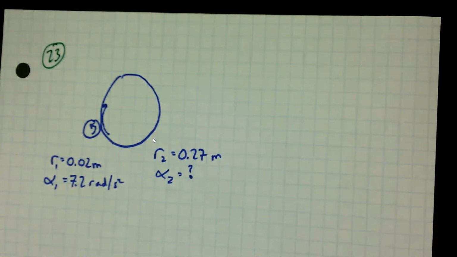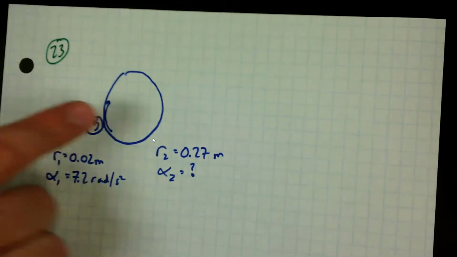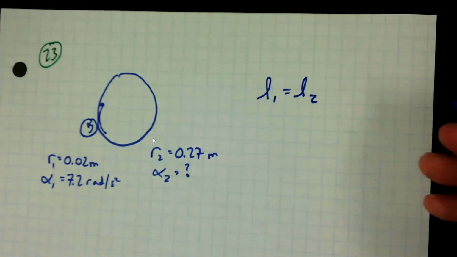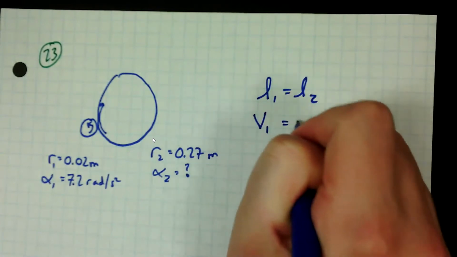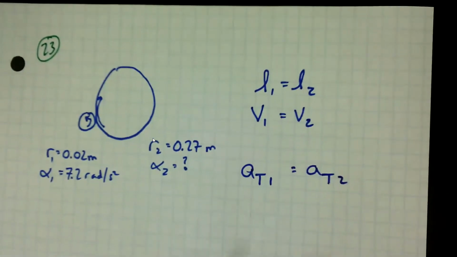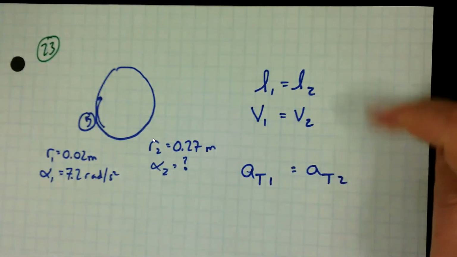So here's the deal. Translationally, they're in contact. If it doesn't slip, this thing has to move translationally exactly as far as this one. So we could say that the arc length traveled by each of them is the same. But the rate that the arc length is traveled is also known as the velocity, and the rate that the velocity changes is known as the tangential acceleration. So we know that AT1 is equal to AT2. This is true whenever you've got things that are touching and not slipping. If they went through different arc lengths, they'd have to slip relative to each other. So whenever you have things that aren't slipping, all three of these things are true.